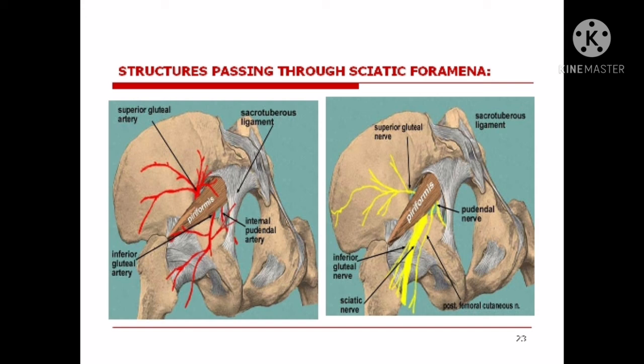the lesser sciatic foramen. In the other diagram, you can see the superior gluteal artery passing above the piriformis muscle through the greater sciatic foramen, and below the piriformis muscle you can see the inferior gluteal artery and the internal pudendal artery. The inferior gluteal artery will go to the gluteal region, and the internal pudendal artery will go back to the pelvic region through the lesser sciatic foramen.